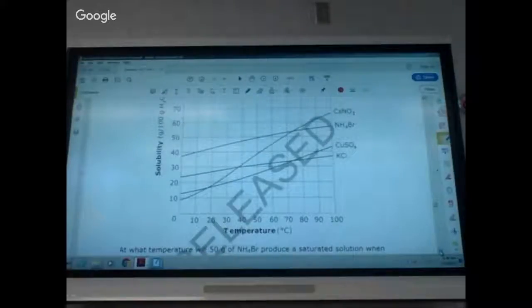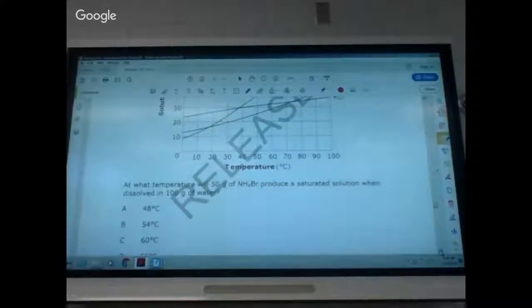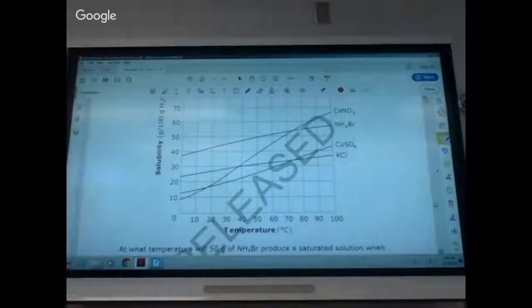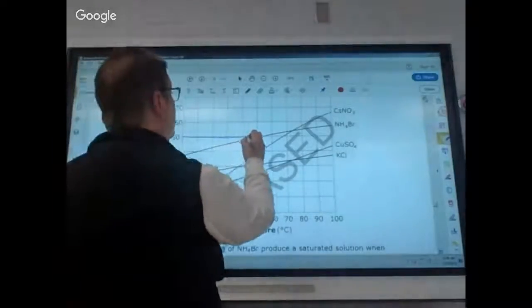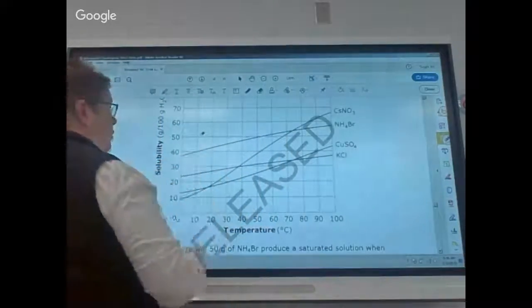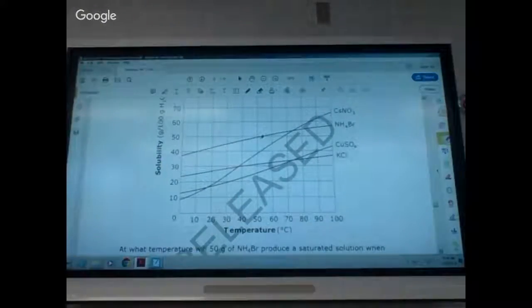All right, there's a solubility graph. At 50 grams, at what temperature will 50 grams produce a saturated solution when dissolved in 100 grams of water? All right, so you'd have to do 50 grams and then find the temperature. So 50 grams over and find. What did y'all get when you did that? 54? All right. Because I went too far. Right there is where my eraser's sitting. You got it? Okay, 54.